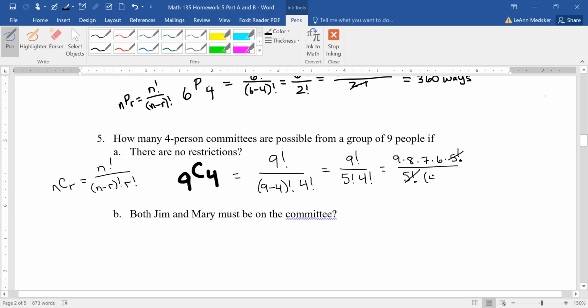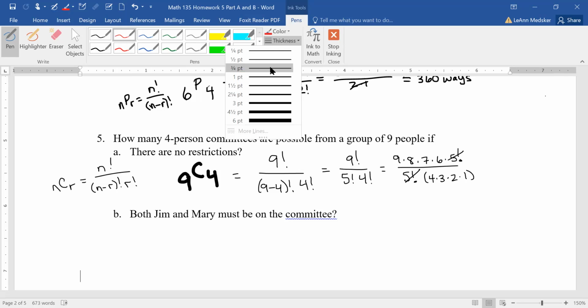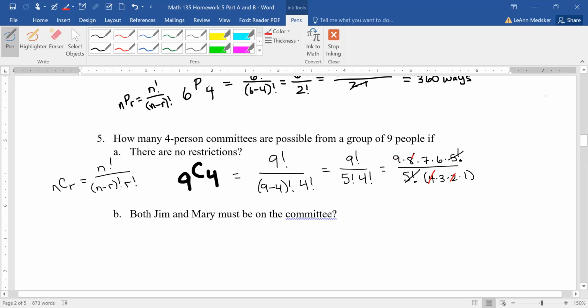And then I'm going to expand the 4 factorial. So 4 times 3 times 2 times 1. The reason for doing that is you can now reduce some things. Like 4 times 2 actually makes 8, so we can reduce that. And 3 reduces 6 to a 2. So it's 9 times 7 times 2. So 9 times 7 times 2 is 126 different ways that they could form that 4-person committee from a group of 9 if there are no restrictions.